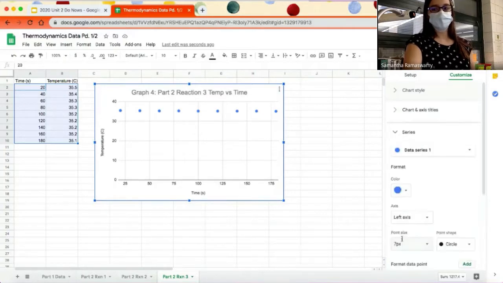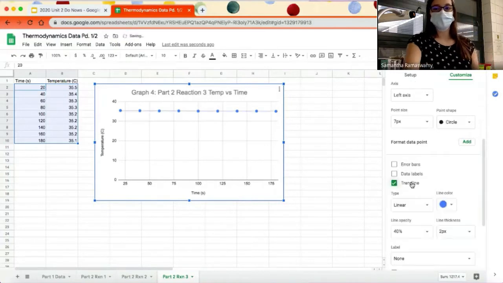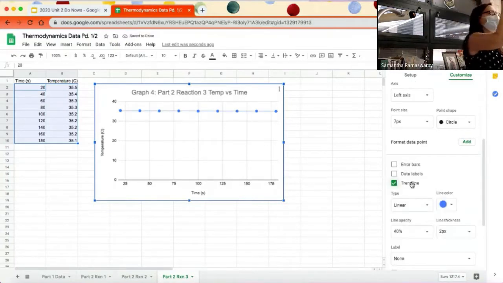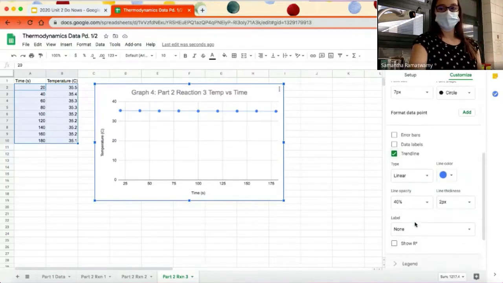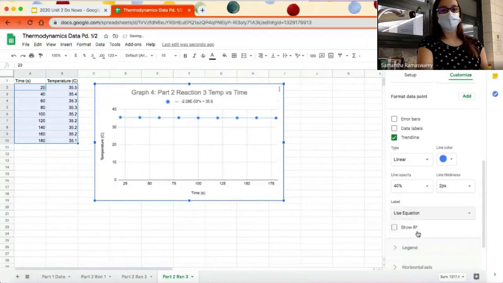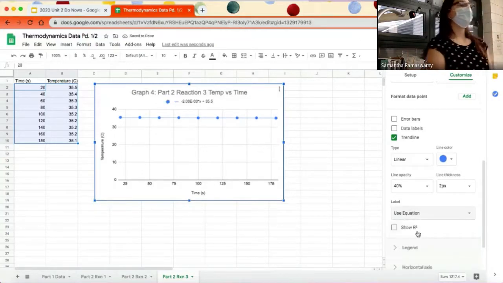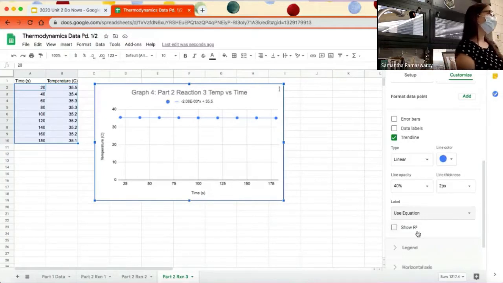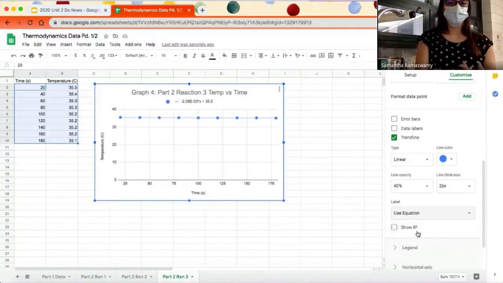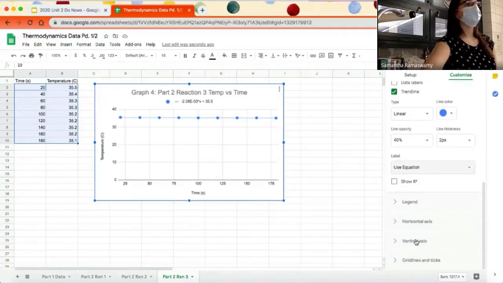I'm going to go into series, the next menu. We want that trend line. The whole point of making these graphs is to find the line of best fit. So if I scroll down, label, use equation. Because once we have the line of best fit and we have the equation of the line, that y-intercept is our T-mix.